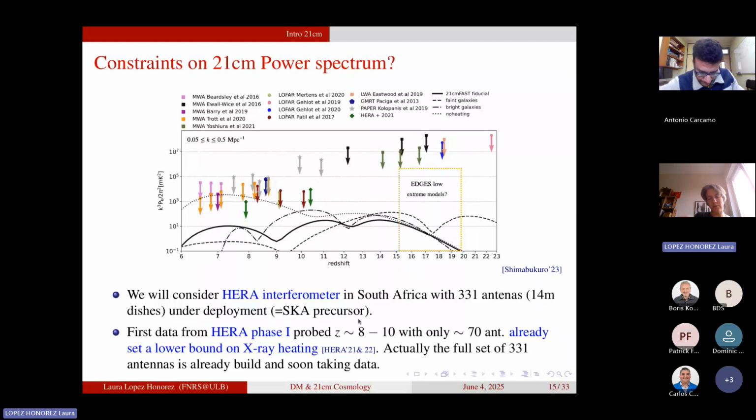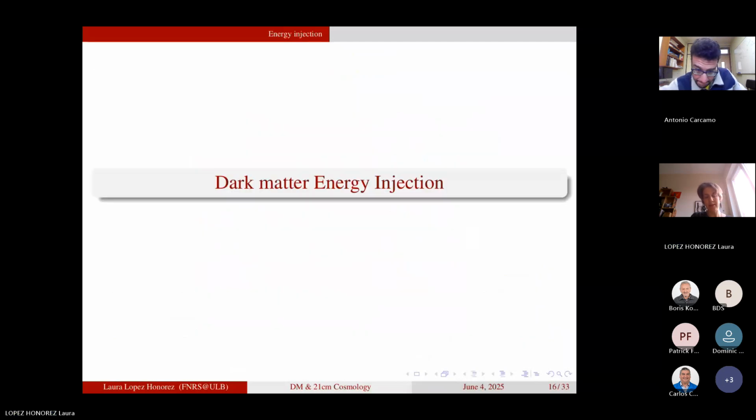So the reason why we are interested in HERA is because it's one of the first that is expected to be approaching the 21 centimeter power spectrum, or detecting it, hopefully in the near future. Any questions about 21 centimeter cosmology before I move to dark matter energy injection?